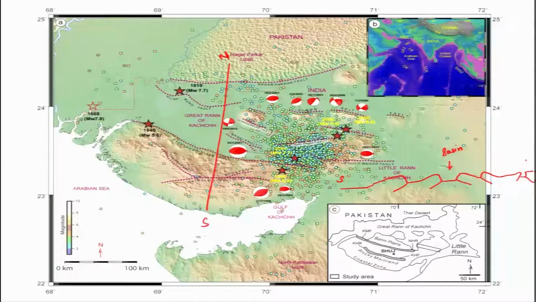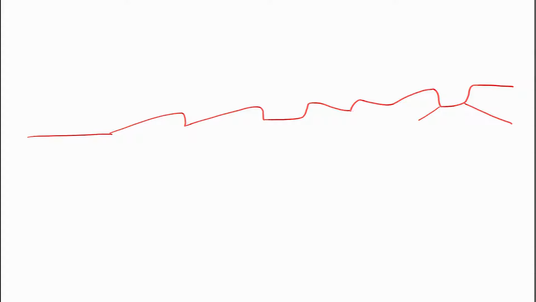So this is your Allah Bund fault. Otherwise, what I can do is put another slide and try to explain this one. If you start from south, then we have this, then we go like that. Then we have the South Wagad and Gedi fault, then the island belt fault, and then this one is the Allah Bund fault. So this is your south, this is your north. These faults are going like that, with movement along the fault.